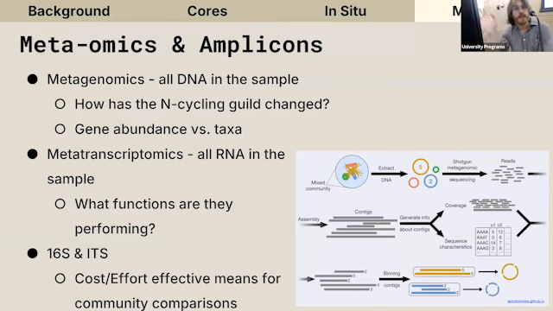We're using 16S and ITS as a really cost-effective way to compare a baseline for the stream. We're looking at upstream and downstream and seeing, has the community really changed on a spatial scale, or are we just static?